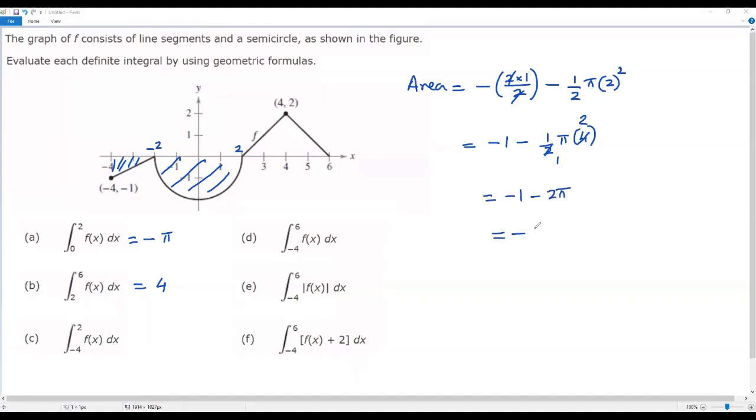So we can factor the negative sign out. So then we get negative of 1 plus 2 pi. So this is the evaluation of the definite integral in part C. Let me write it over here. Negative of 1 plus 2 pi. Okay, now we can do part D.